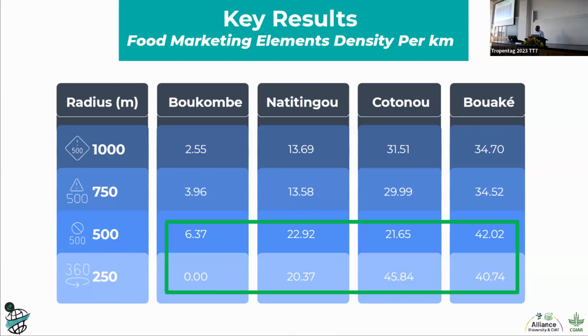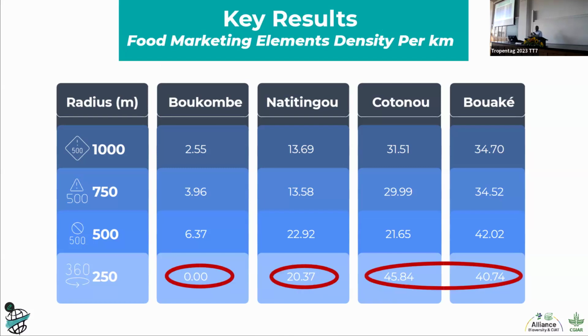And we observed also that when we move from rural to urban areas, the density increased. This means that, for example, in Bukumbe, in the second column, we did not have any food marketing element. But when we go to the peri-urban area, Latitengu, and then to the urban areas, Cotonou and Bouaké, the concentration of the food marketing elements was really, really high.